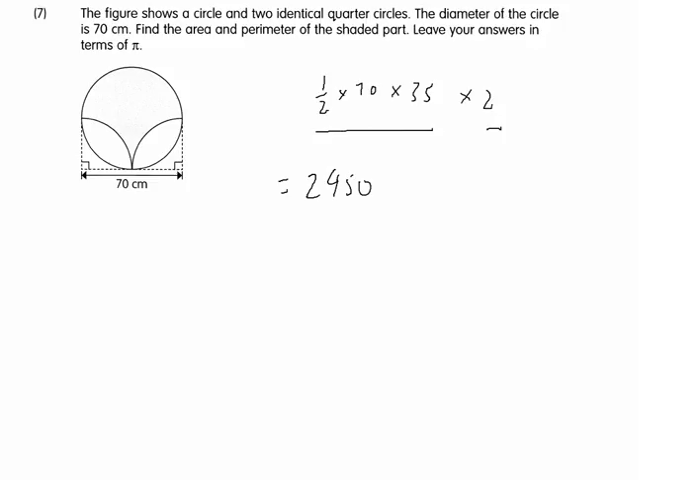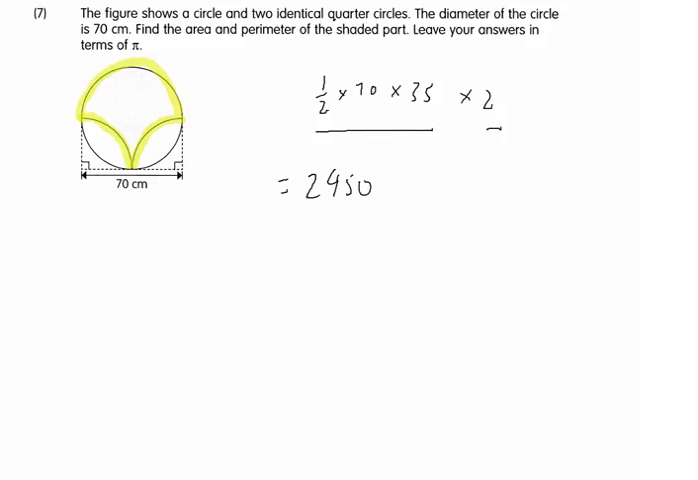Then next part is we need to find the perimeter, right? Okay? Perimeter is actually quite straightforward because we are finding the perimeter of the shaded part. And this is the shaded part, so we are finding this, right? This is a semicircle, right? And these two quadrants will also form a semicircle, right? Correct? So semicircle and semicircle, we get the circumference of the entire circle, right?